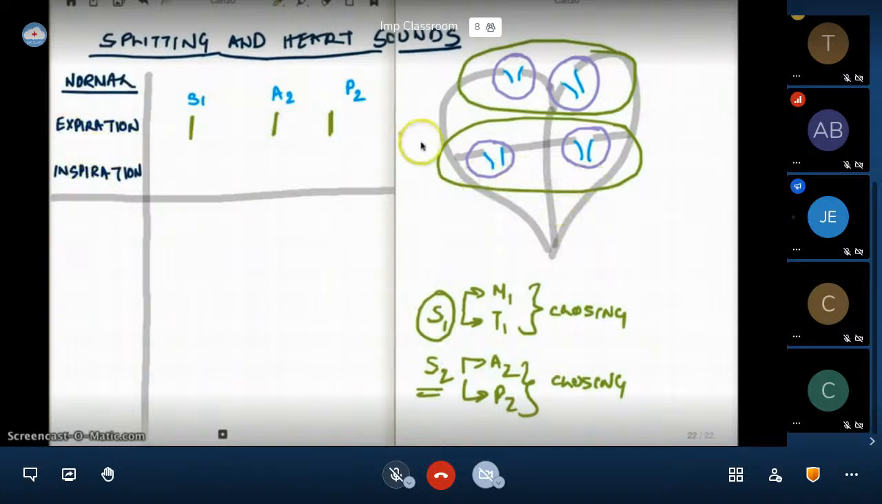By the way, why does pulmonary close after aorta? Pulmonary closes after aorta because the pressure in the aorta is much higher than in the pulmonary artery.